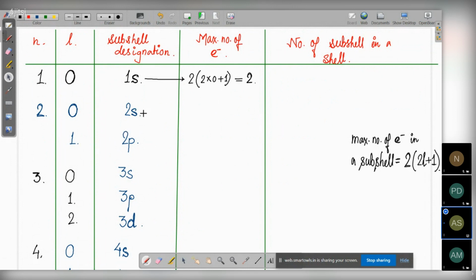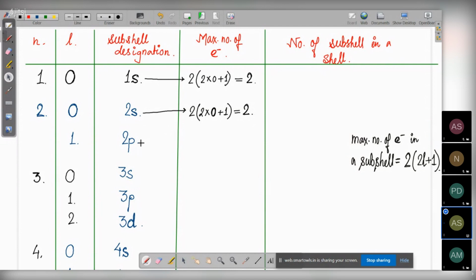What about the 2s subshell? 2 into (2L plus 1), here also the value of L is 0. That's why 2 into (2 into 0 plus 1), that is equal to 2. So the 2s subshell also has a maximum number of 2 electrons. In fact, we see that for s subshell, be it 2s, 3s, 4s, 5s, whatever, we get that the maximum number of electrons is 2 in the s subshell.